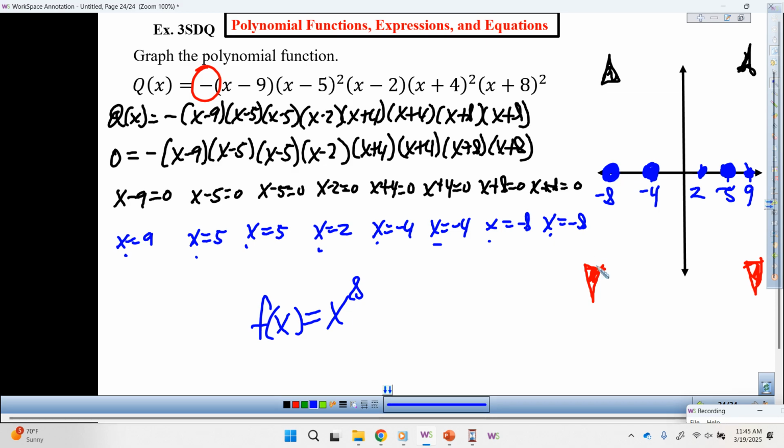All right, here we go from left to right. Does it go through negative 8? No, it bounces off. Does it go through negative 4? No, it bounces off. Does it go through 2? Yes. Does it go through 5? Bounces off. And then goes through 9. There you go.